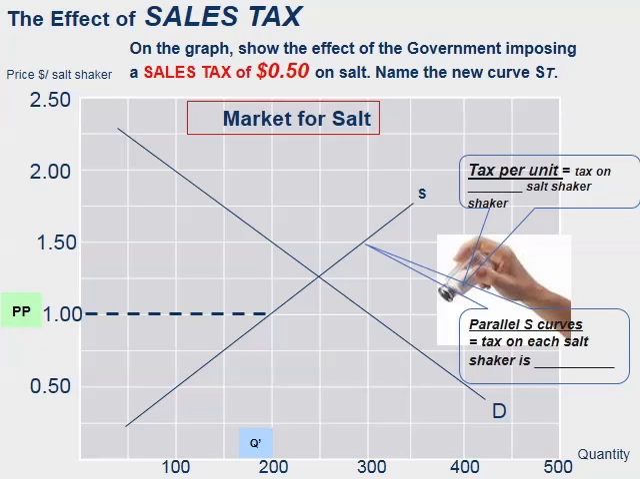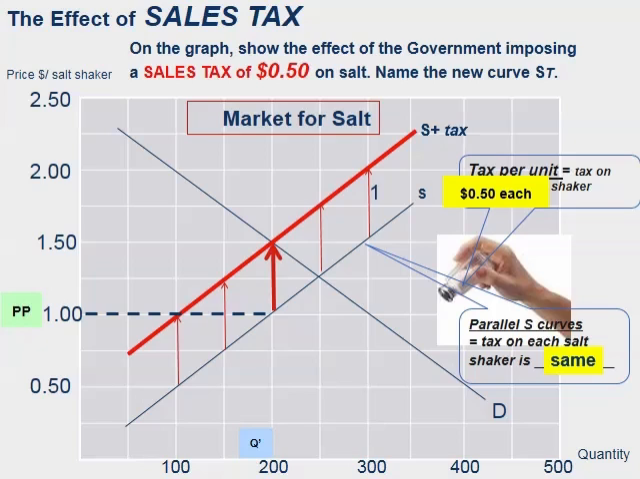And we're told in the introduction above that the government places a sales tax of 50 cents on each salt shaker that is put on the market to be sold. So we know that the tax per unit, that's the tax on each salt shaker, is equal to 50 cents. In this way we know that the cost of production for the business has gone up by 50 cents per unit for each salt shaker.